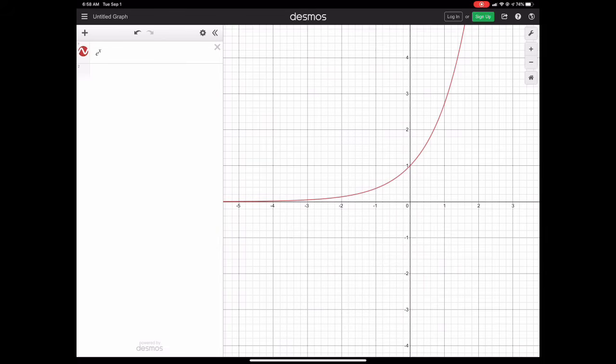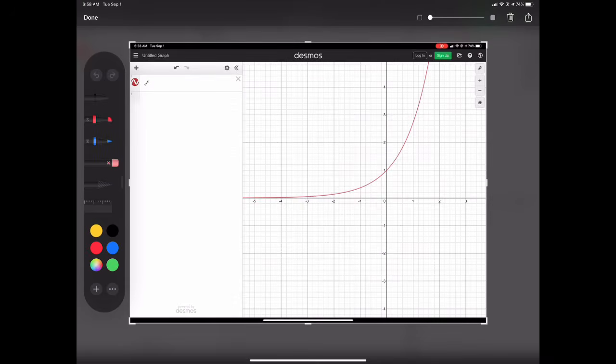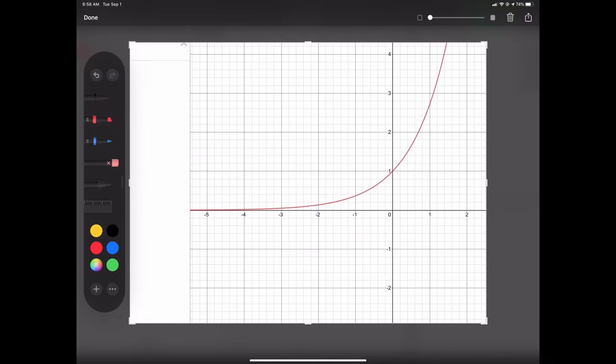Maybe I'll screenshot this and then annotate that. Okay. You have to recognize, must, it always goes through 0, 1. Then, you should notice over here, it has a horizontal asymptote of the x-axis, and it goes up. Have to know that. So this is y equals e to the x. Have to know that's what the function looks like.